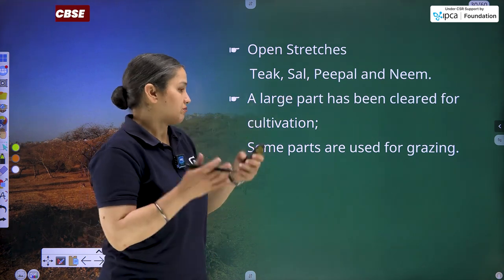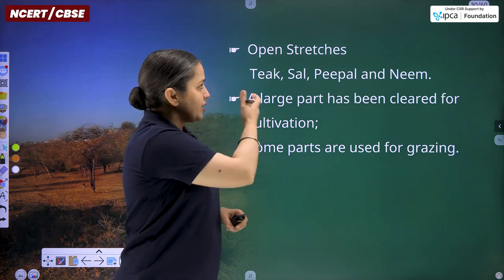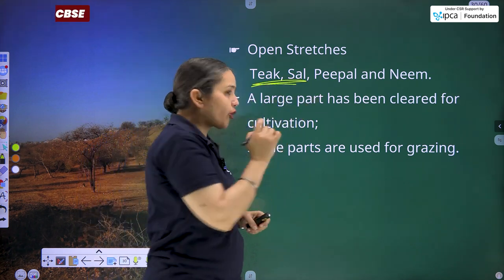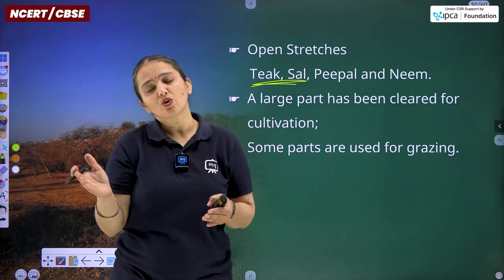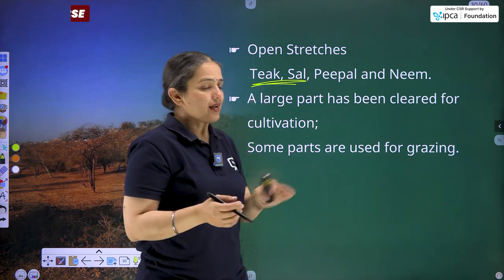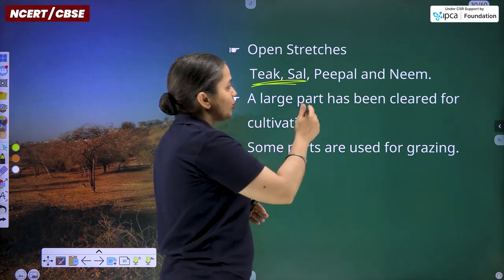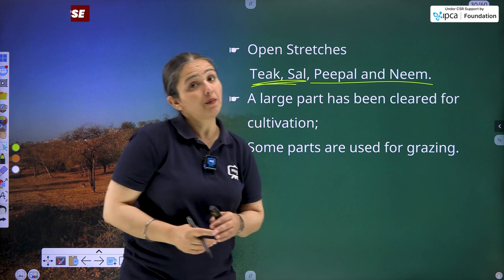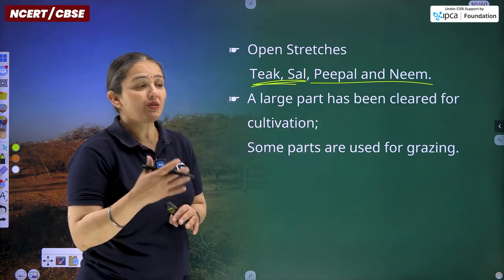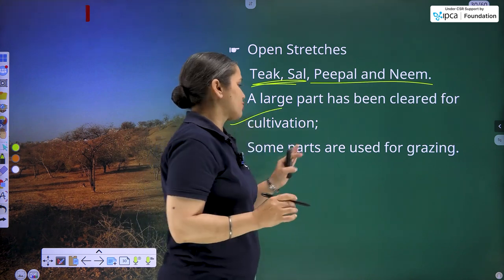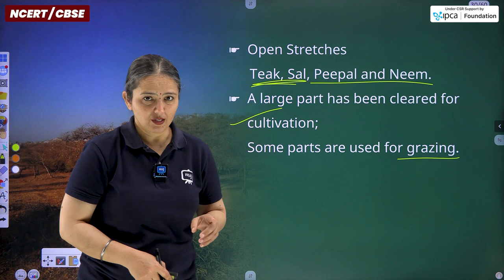There are vast, wide open stretches of these dry deciduous forests. Again over here, some particular common trees are found because these are the deciduous forests only, whether moist or dry one. So, teak and sal are common trees found in both the types of deciduous forests. Along with this, peepal and neem are the prominent ones. A large part of these dry deciduous forests has been cleared for agriculture. So, some parts are used for grazing as well, along with agriculture.